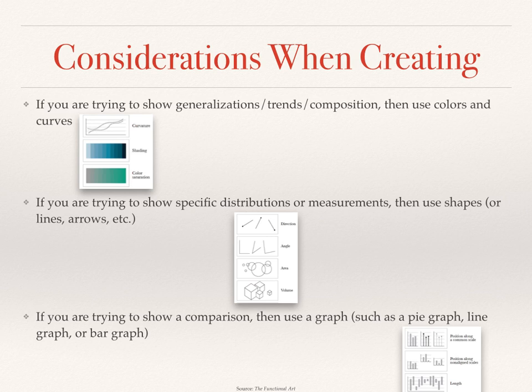And finally, number 3, if you are trying to show how different groups compare to one another within a certain context, then graphs such as line graphs, bar graphs, pie graphs, or even tables are the most effective way to compare the data visually in a manner that is easy for your audience to understand.